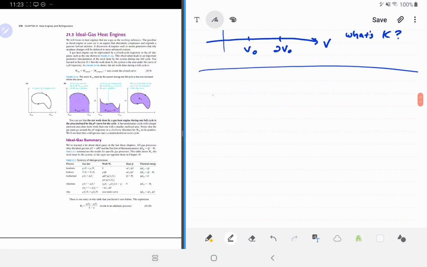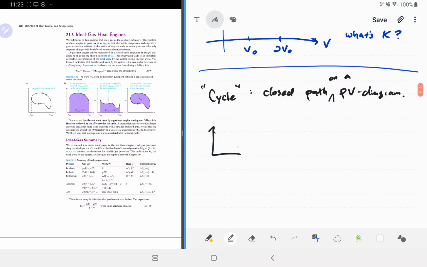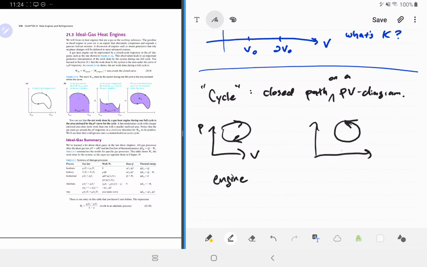Okay, so first a couple definitions. A cycle in a PV diagram is a closed path. I've already mentioned this term, closed path on a PV diagram. If your cycle is going this way, notice how the arrows are indicating that we're going around in the clockwise direction, and this is an engine. And if we're going around this way, this is going to be a fridge.